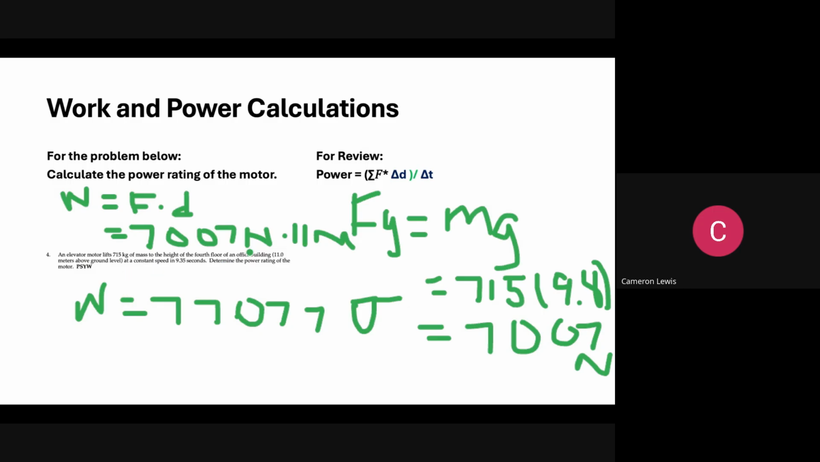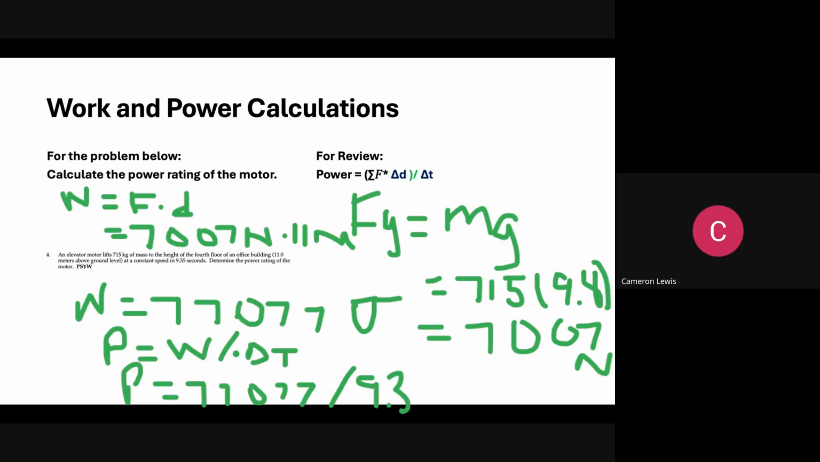Now the last thing we have to do is figure out the rate at which that energy is being done, right? So we want to divide this energy, this work, by the time, right? We're going to take that 77,077 and divide it by the time that was given to us, which is 9.35, and you get what? I'll put my power rating up here: 8,244 watts. That's our power rating.